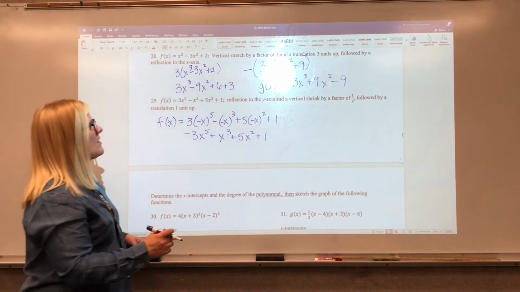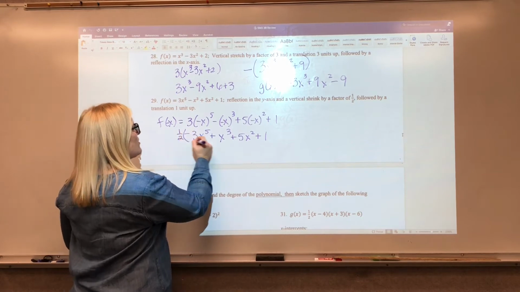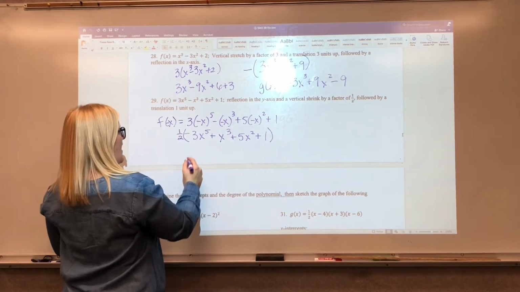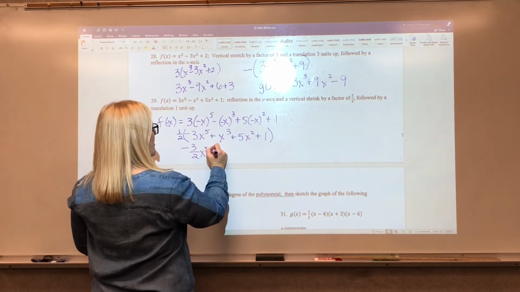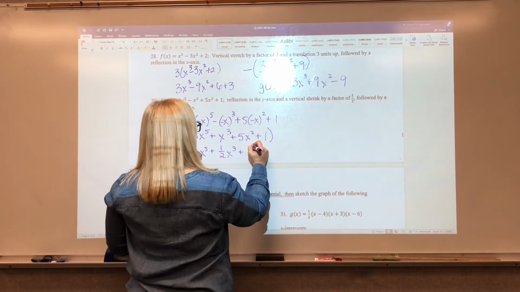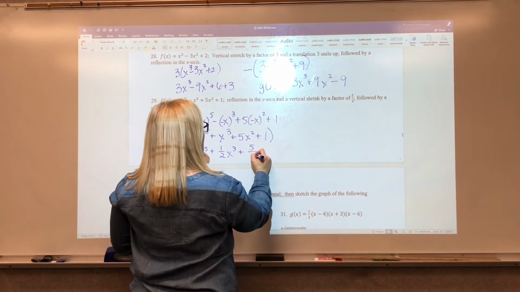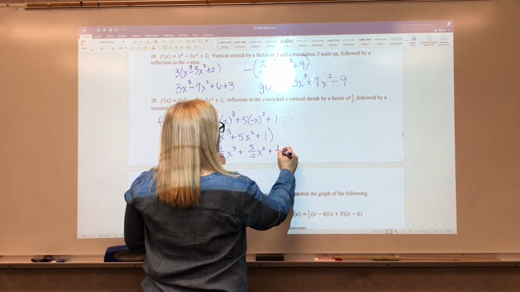Yep. And a vertical shrink by 1/2. So now I'm going to multiply everything through by 1/2. So I have negative 3/2 x to the 5th plus 1/2 x to the 3rd plus 5/2 x squared plus 1/2.